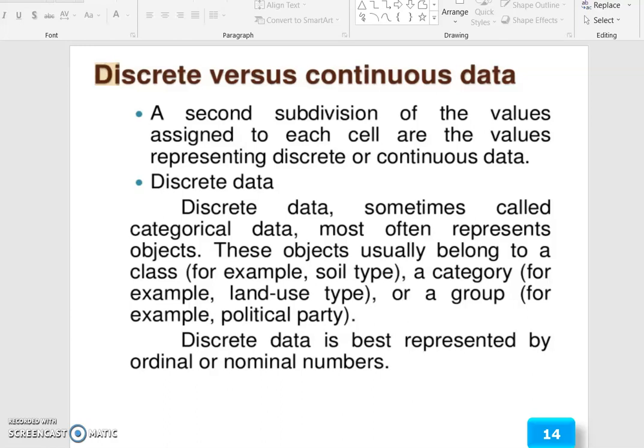The discrete data, sometimes called categorical data, most often represent objects. These objects usually belong to a class, for example soil type, a category, for example land use type, or a group, for example political party. The discrete data is best represented by ordinal or nominal numbers.